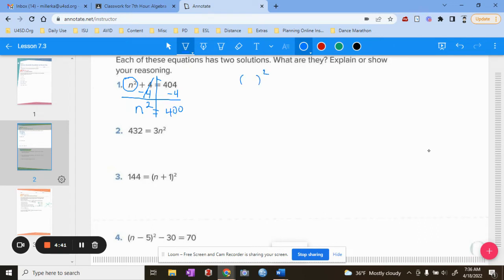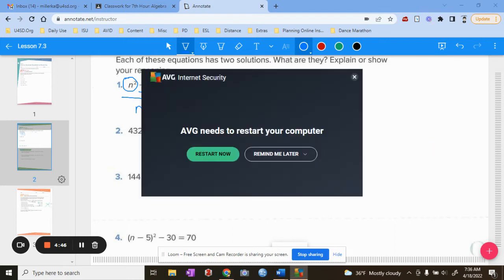Well, what number times itself will give us 400?